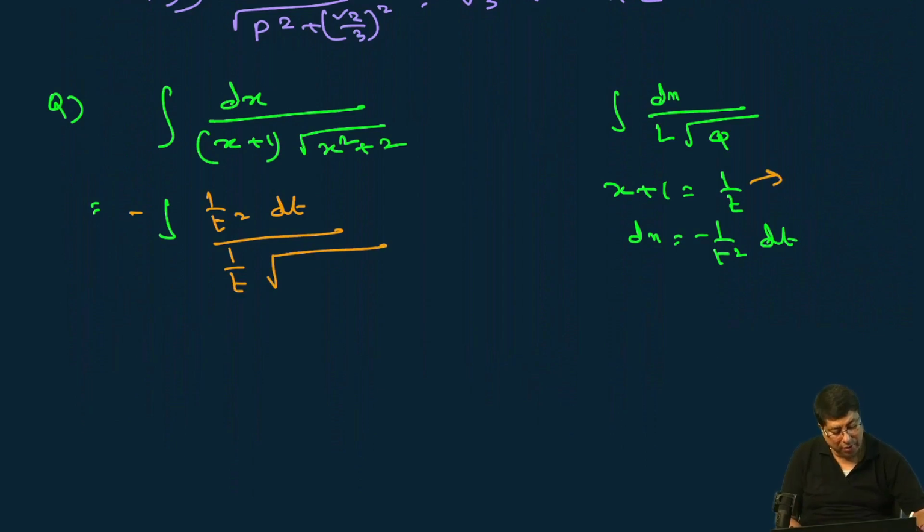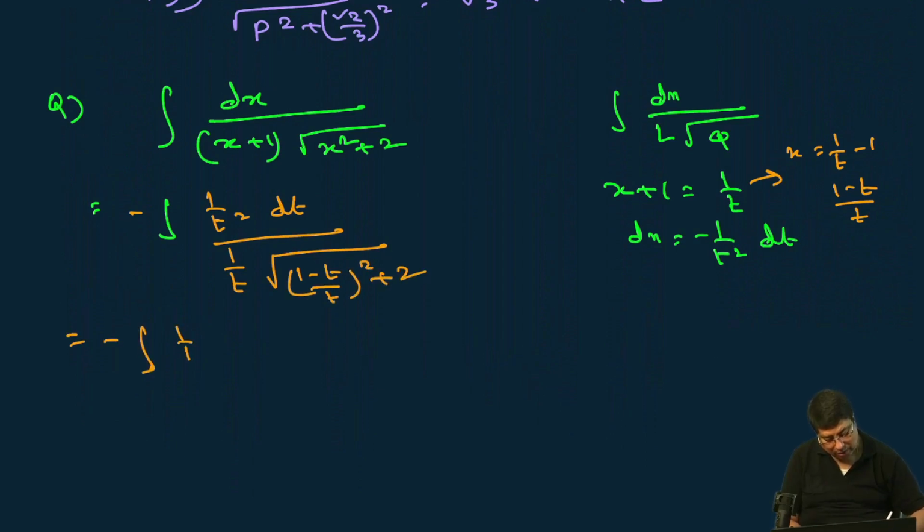I can write from here x equals 1 by t minus 1, that is (1 minus t) by t. Therefore, ((1 minus t) by t) whole square plus 2. So I can write here minus 1 by t square dt. And now we can cancel here. We can cancel one t. Therefore, it is coming 1 by t dt.